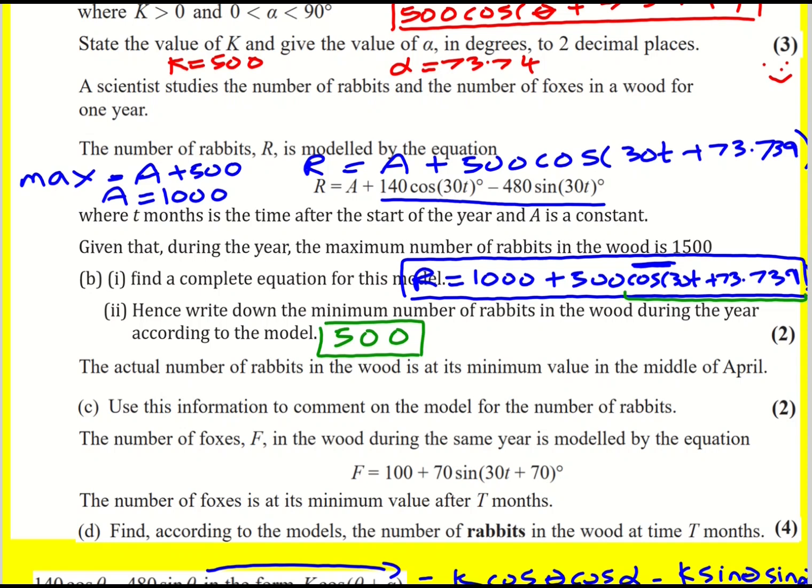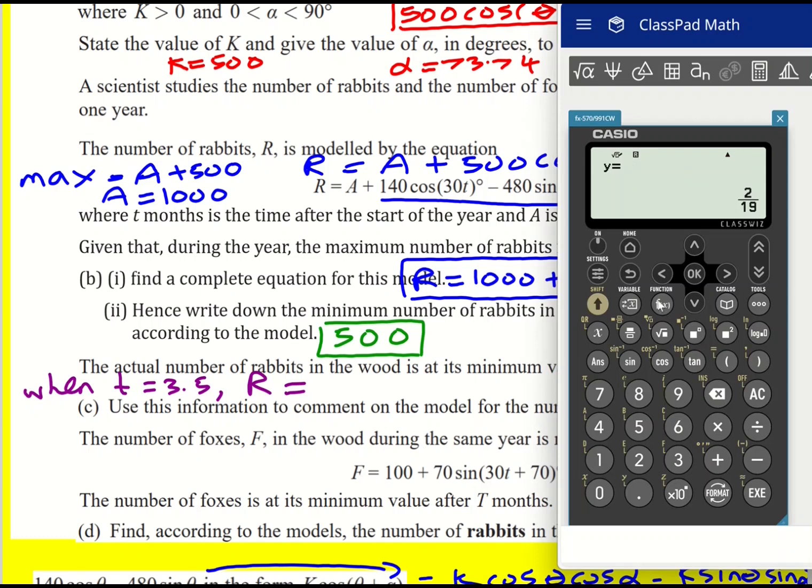Right, got to be careful. Middle of April. So the start of January would be T equals 0. February would be 1. March would be 2. April would be 3. The start of April would be 3. Even though it's the fourth month, the start of it is T equals 3. So the middle of April is going to be T equals 3.5. So when T equals 3.5, R is going to equal, and now you've got to sub in here.